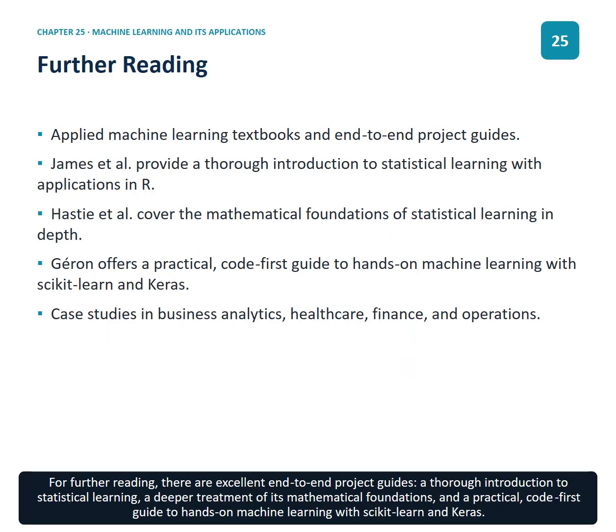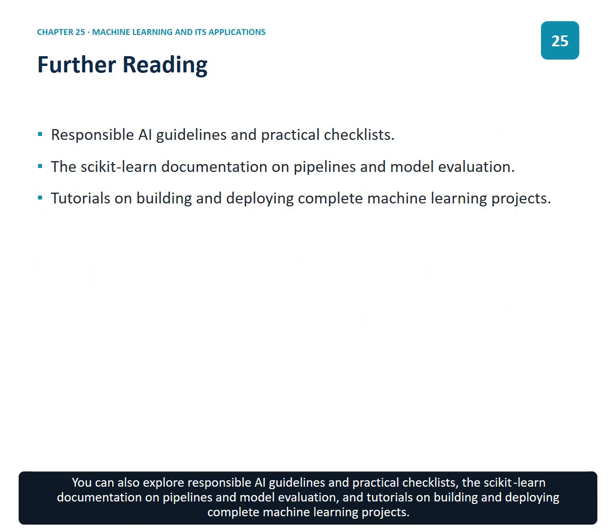For further reading, there are excellent end-to-end project guides, a thorough introduction to statistical learning, a deeper treatment of its mathematical foundations, and a practical code-first guide to hands-on machine learning with scikit-learn and Keras. You can also explore responsible AI guidelines and practical checklists, the scikit-learn documentation on pipelines and model evaluation, and tutorials on building and deploying complete machine learning projects.